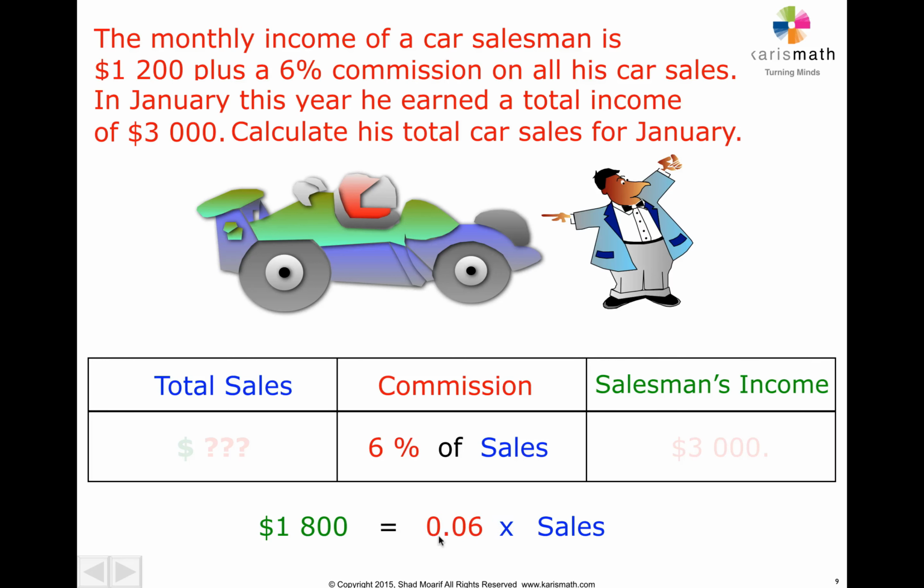Well, if we multiply this by sales, we'll get this. So to get the answer, all we do is divide 1,800 by 0.06, and the answer comes to $30,000. So that's his total sale. We worked out his total car sales for January. His total car sales for January was $30,000.